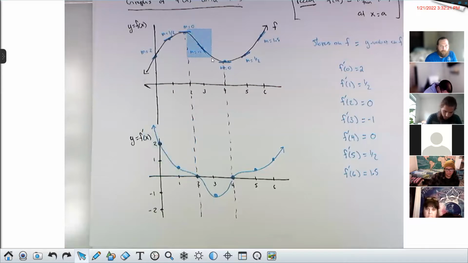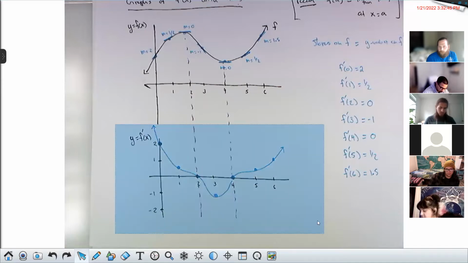The original function is decreasing, decreasing, decreasing, decreasing. The derivative is negative everywhere there. The original function is increasing, increasing, increasing, increasing, and the derivative is back to being positive there. There are a lot of deep connections that you can start to make by thinking carefully about this process.